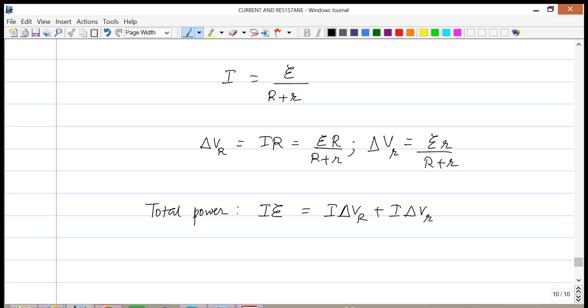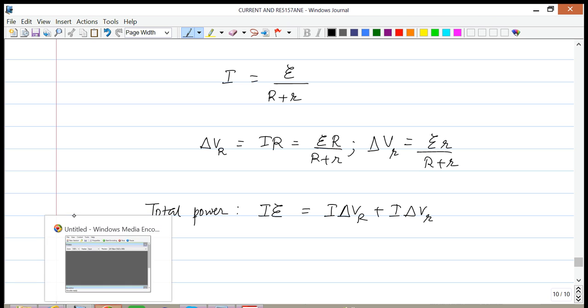In order to get the full voltage, we can make the load resistance as high as possible compared with the internal resistance, in which case the delta V_R would approach the EMF of the battery. Alright, in the next one we're going to start looking at series and parallel connections.